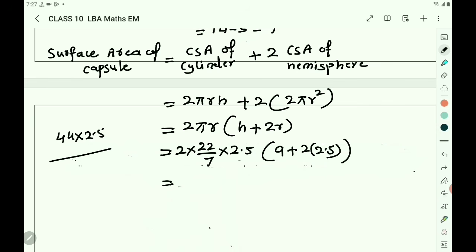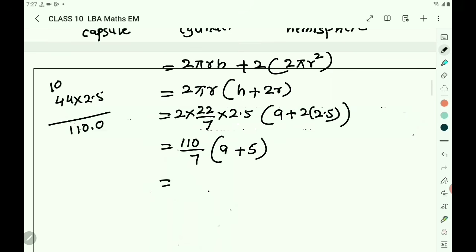25 4s are 100, 10 carry. 24 5s are 25 4s are 100 plus 10, 110. So the product of 22 and 2.5 is 110, and by 7, equals 9 plus 2 into 2.5. 2 into 2.5 is 5. Then you write 110 by 7.